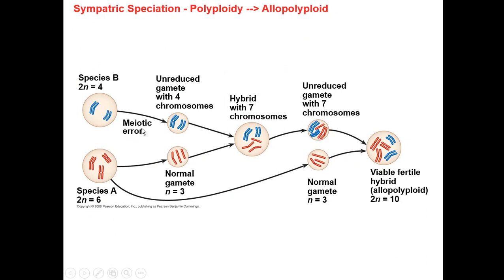During meiosis, it has an error. It was supposed to divide but failed. Ito naman normal, kasi from 6 naging 3. Ito from 4, still 4 kaya hindi sila nag-divide. When that fused, so 3 and 4, ito yung magiging result: a hybrid with 7 chromosomes, kasi 4 plus 3 we have 7. Nag-fuse sila, so unreduced gamete with 7 chromosomes.